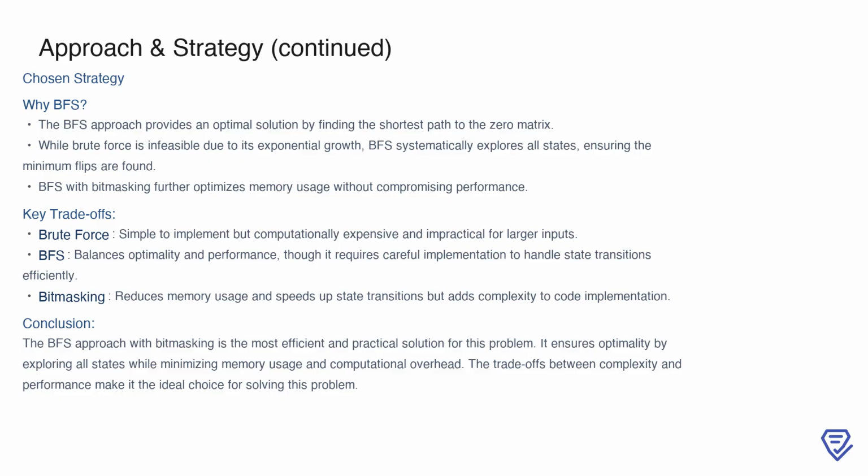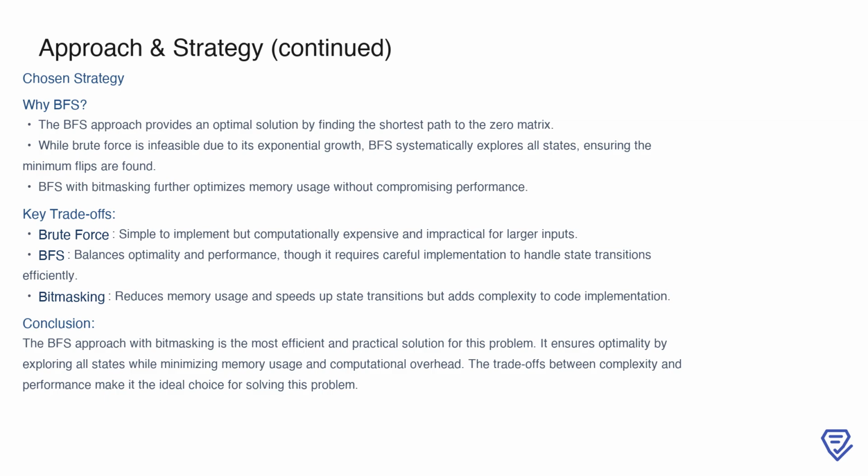BFS ensures that we find the minimum number of flips needed to achieve the zero matrix by systematically exploring all possible states. While the brute force approach is simpler to implement, its exponential growth makes it impractical for larger inputs. BFS strikes a balance between optimality and performance, systematically finding the shortest path to the solution.